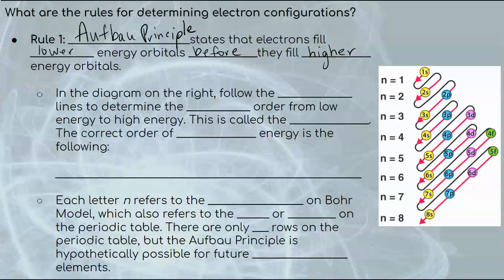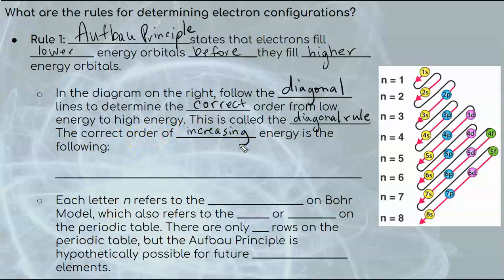Take a look at where it starts, right? It starts at 1s, then it goes to 2s, 2p, 3s, 3p, and then it jumps to 4s. So let's investigate what's really going on there. In the diagram on the right, follow the diagonal lines to determine the correct order from low energy to high energy. This is called the diagonal rule. So the correct order of increasing energy is going to be the following list, okay?